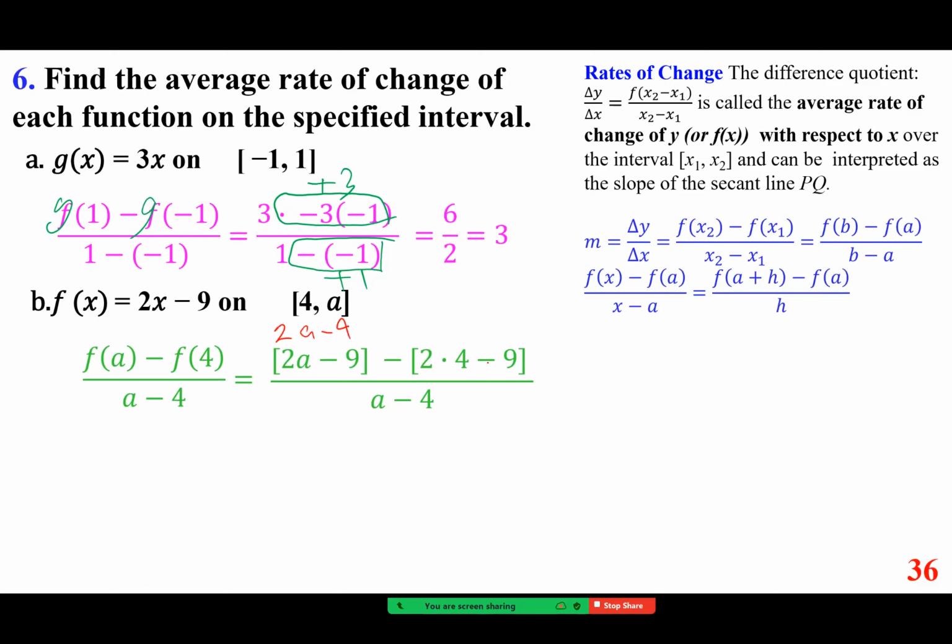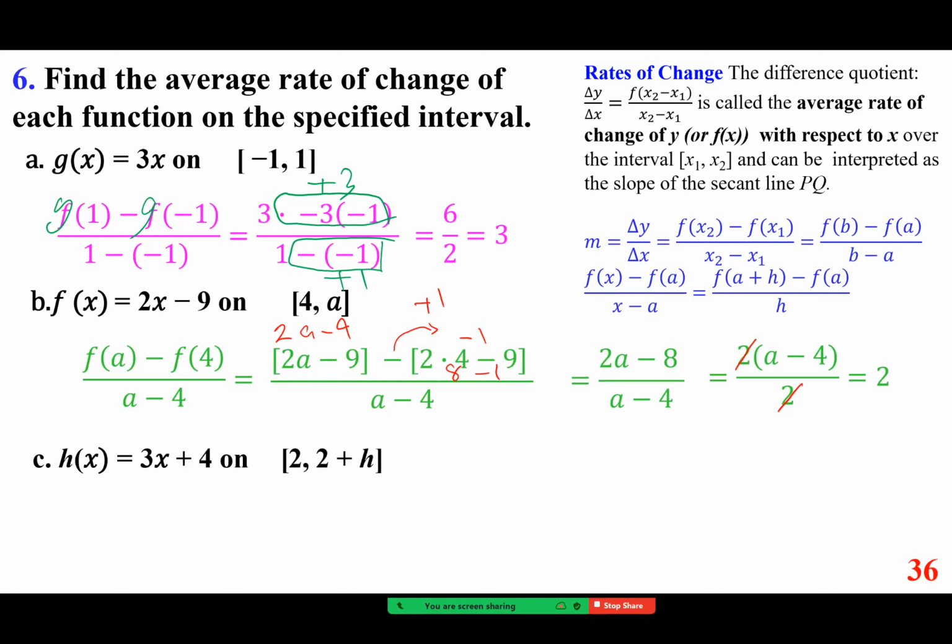2a minus 9. And as you can see here, it's 8 minus 1 or minus 1. So this makes it plus 1. And the numerator is 2a minus 8. We can factor out the 2 from the numerator. The final answer is a minus 4.